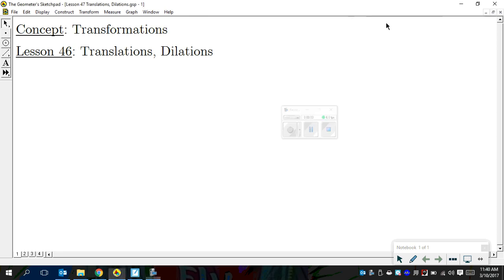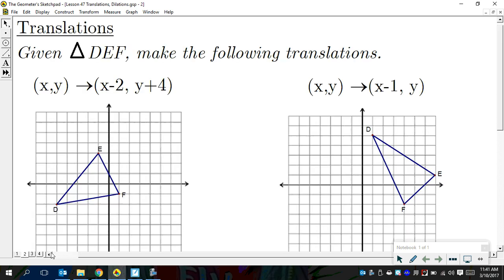Today we're going to talk about two new transformations, translations and dilations. So translation is really just moving a point or a group of points, like a group of points that make a triangle or a quadrilateral. We're just going to be shifting them in the coordinate plane.